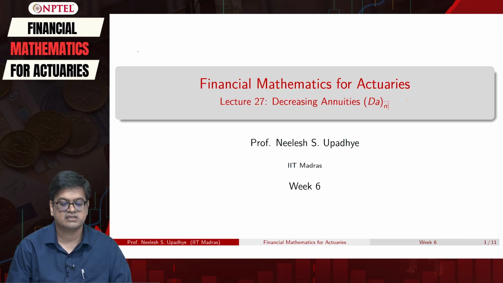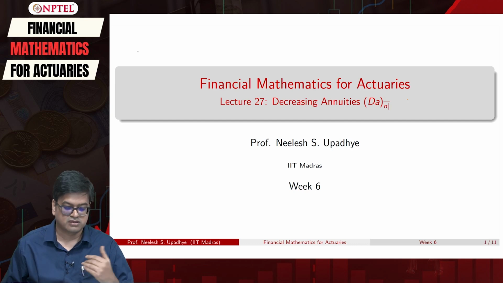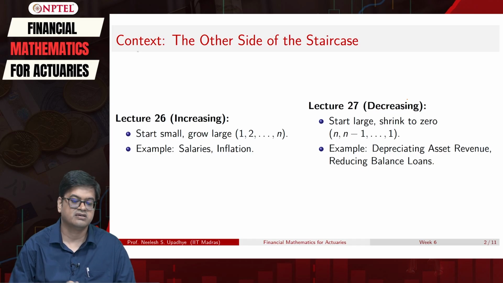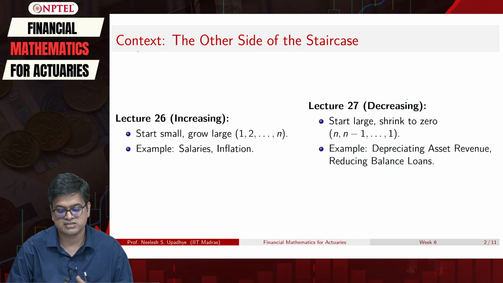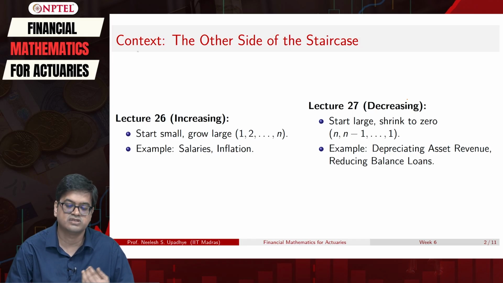We have already seen in lecture 26 how increasing annuities operate. Bringing the context from lecture 26, when we are increasing the annuities, we start small and we grow large. In general, the examples come from salaries and inflation. However, there are some cases where people start large and then they slip down, that means they shrink to the zero level.